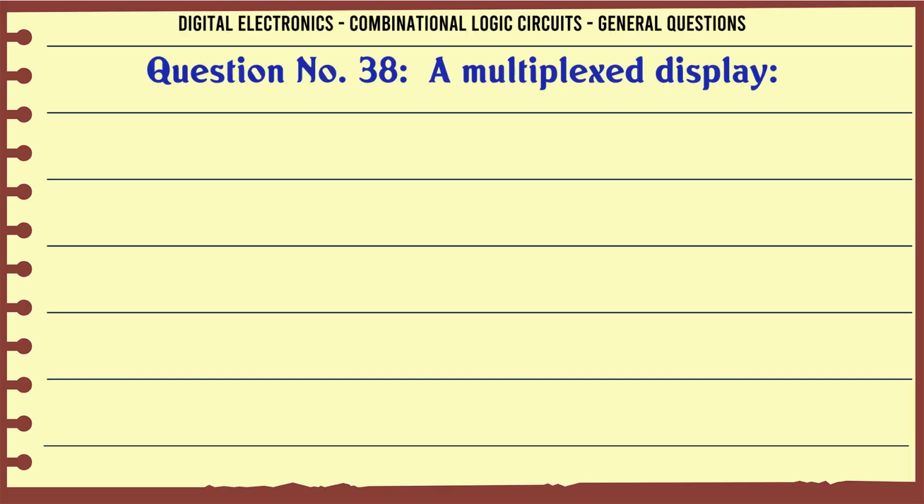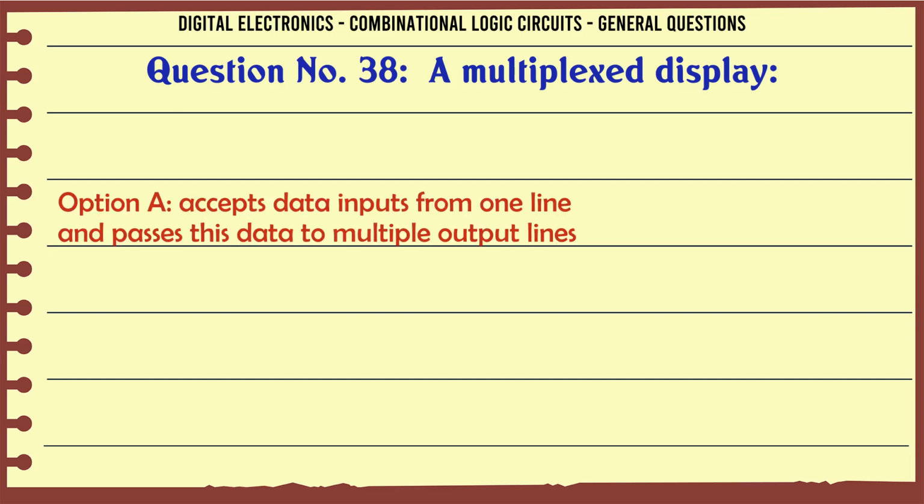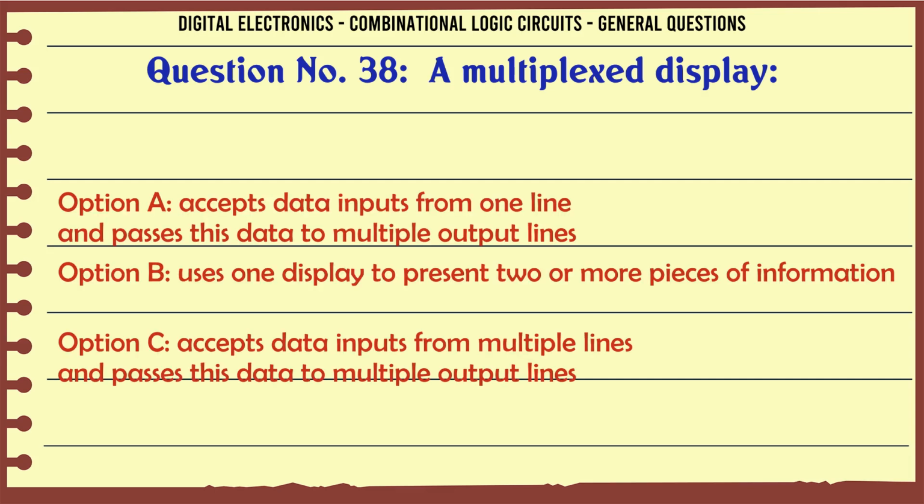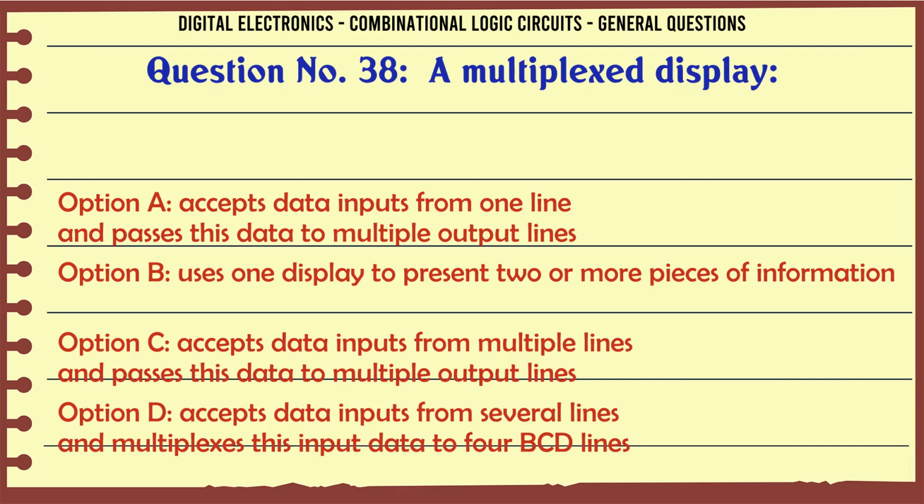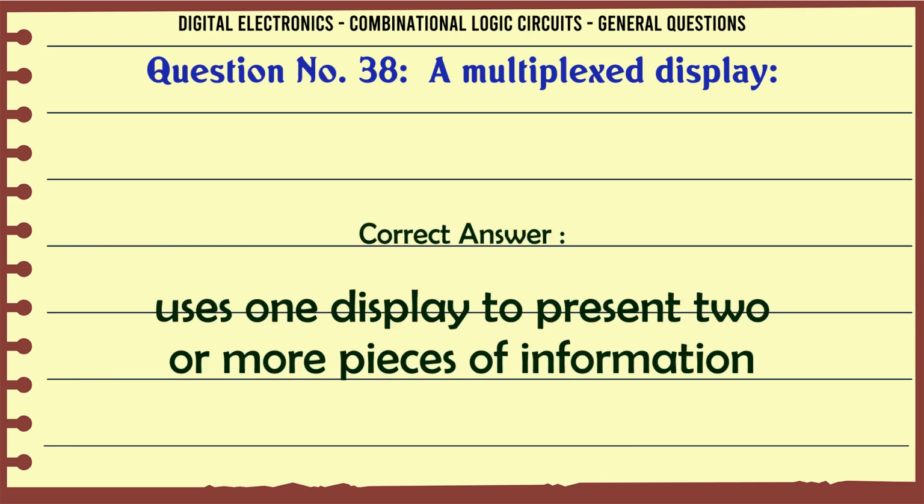A multiplexed display: A. Accepts data inputs from one line and passes this data to multiple output lines. B. Uses one display to present two or more pieces of information. C. Accepts data inputs from multiple lines and passes this data to multiple output lines. D. Accepts data inputs from several lines and multiplexes this input data to 4 BCD lines. The correct answer is uses one display to present two or more pieces of information.